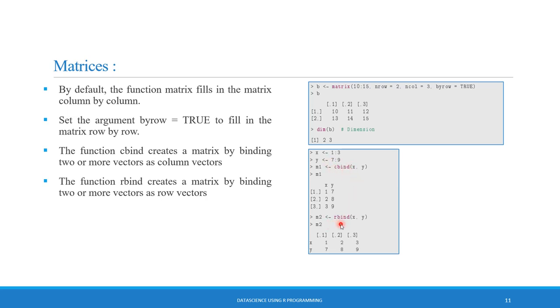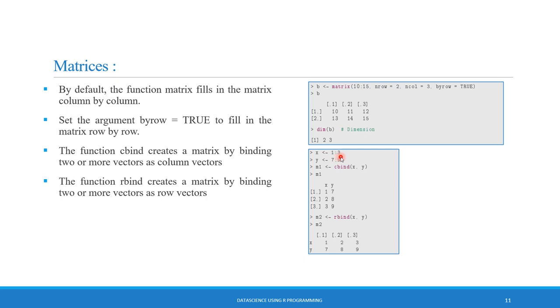The next function is rbind(). If you have two vectors and you want to create a new matrix by adding the elements row by row, you can make use of this function rbind(). Or if you want to add a set of vectors to an already existing matrix in the form of rows, you can make use of this function rbind().